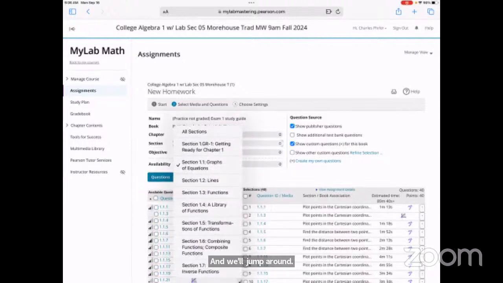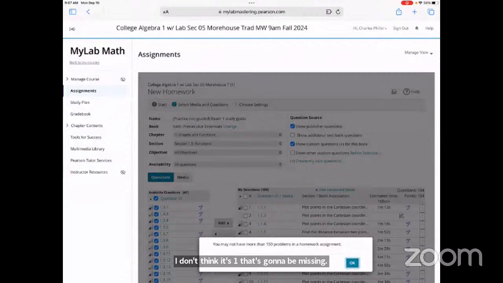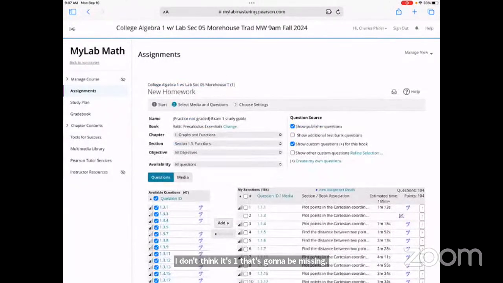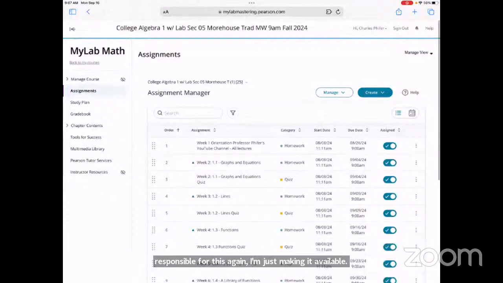It might not let me get all of them because I know I can only do 50 more. Okay, that's right in there. I think it's one that's gonna be missing. That's fine. Okay, let me just remove one. And add. Okay, cool. So just an impromptu study guide, and it's basically all the questions from sections 1.1, 1.2, and 1.3 that you could possibly get from here. I'll go ahead and save it. Again, it's just practice, not graded, so you're not responsible for this. Again, I'm just making it available. Let's go to view, and it's going to be at the bottom, which is okay.